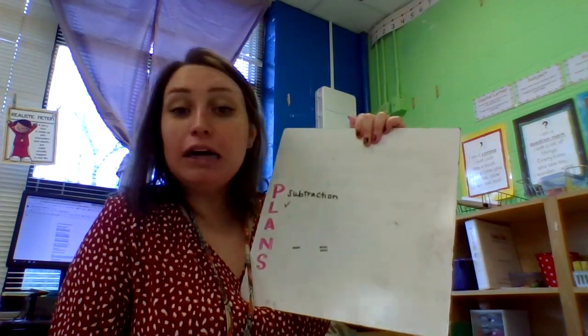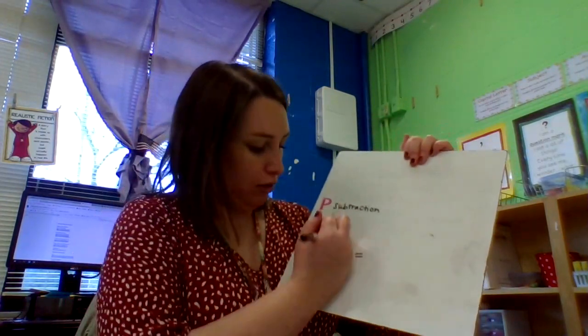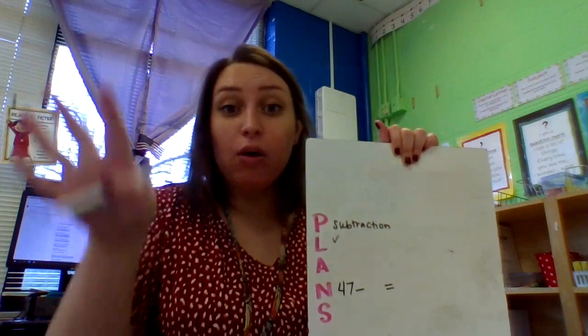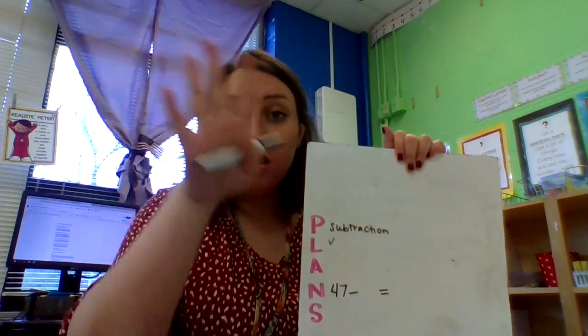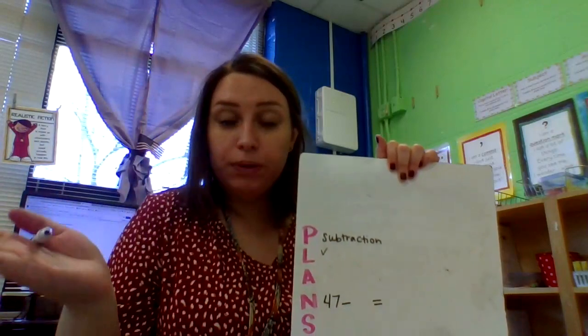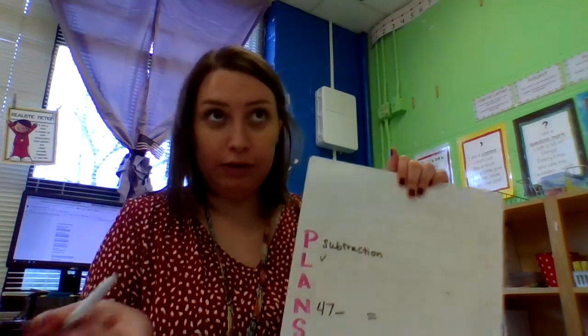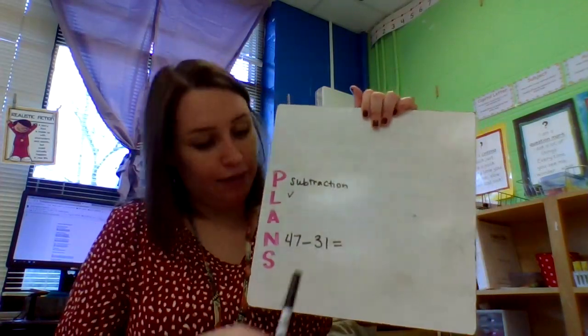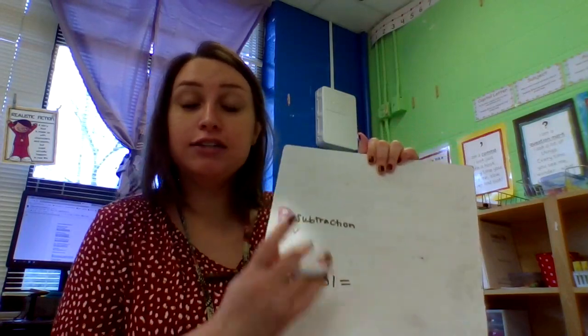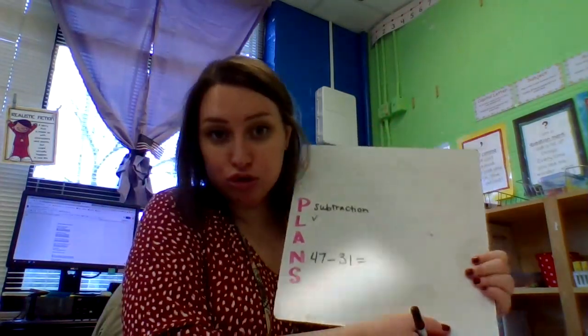Okay, so I started out with 47 penguins. That's how many they had. And we know that one group of those penguins are girls and one group is not girls. The girls group is worth 31 penguins. So I would put 31 right here. And then we will find out the difference, or how many penguins are left over to be in the other group, in the not girls group.